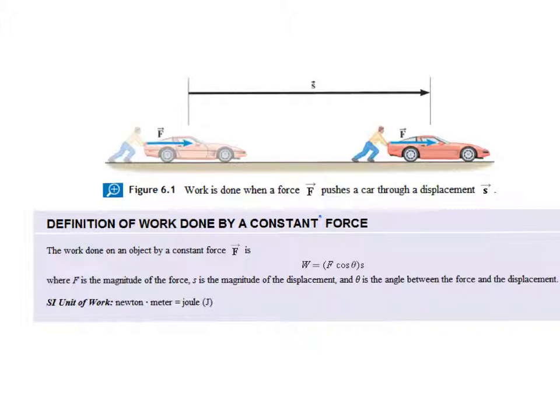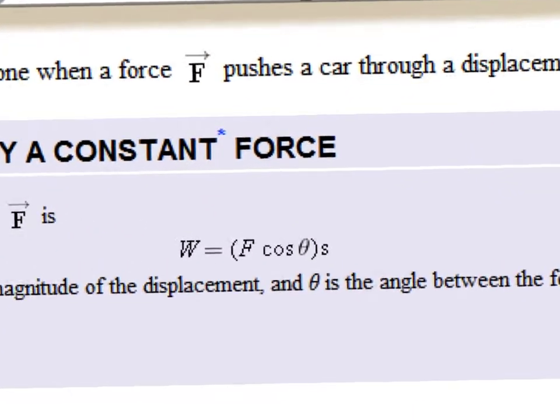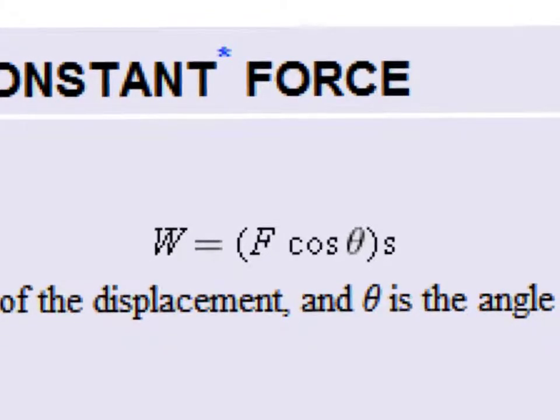So to correct for that, the actual equation that we're going to use for work is work equals force times distance times the cosine of the angle between the force and the distance. That's why this cosine is between force and distance.